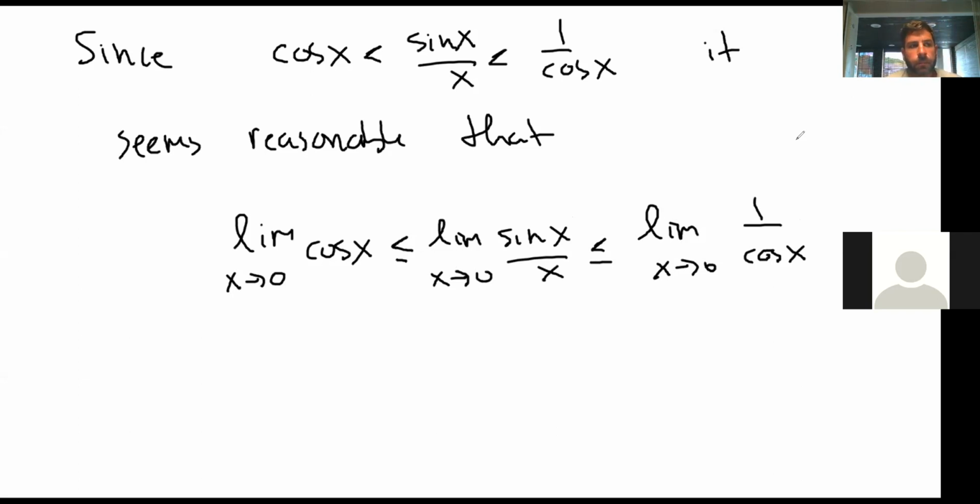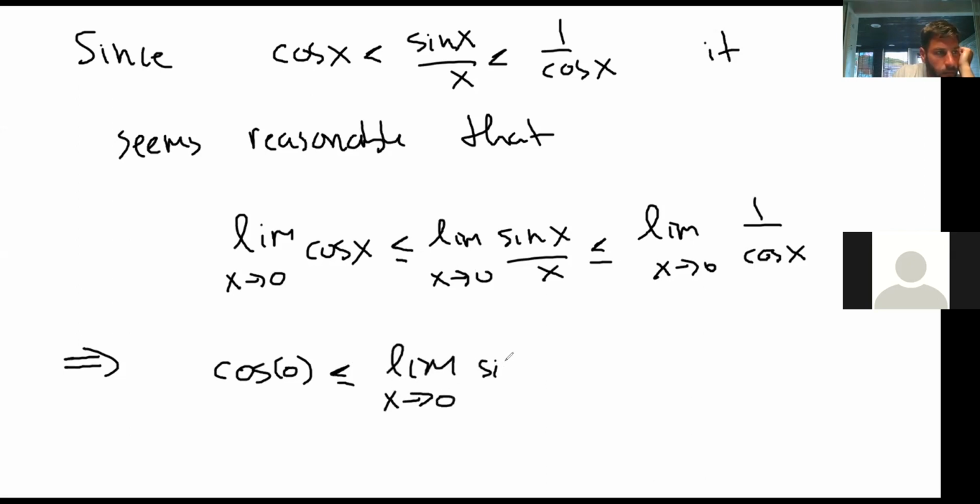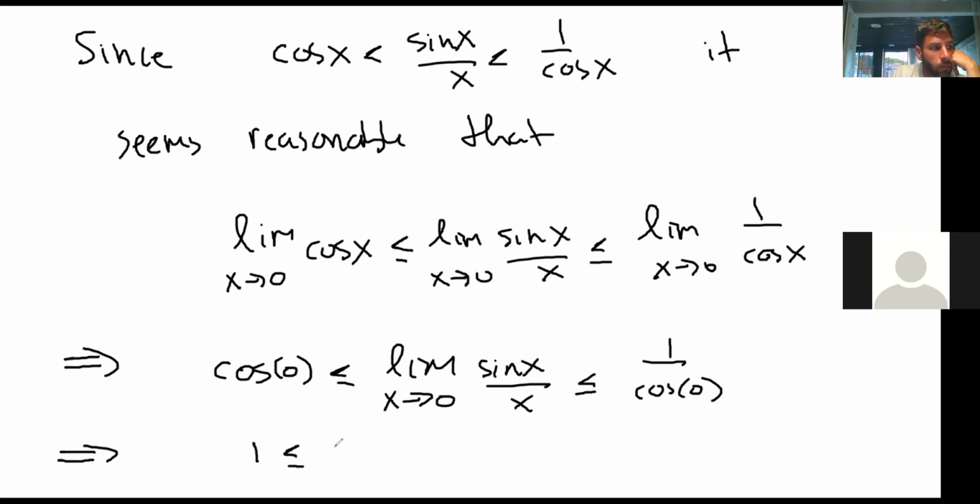Now, what's nice about this is if you look at the two limits on the outside, we can do a direct substitution. Because if I do a direct substitution, I get the cosine of 0 must be less than or equal to this limit, and that must be less than or equal to 1 divided by the cosine of 0. But we know what the cosine of 0 is. The cosine of 0 is 1.